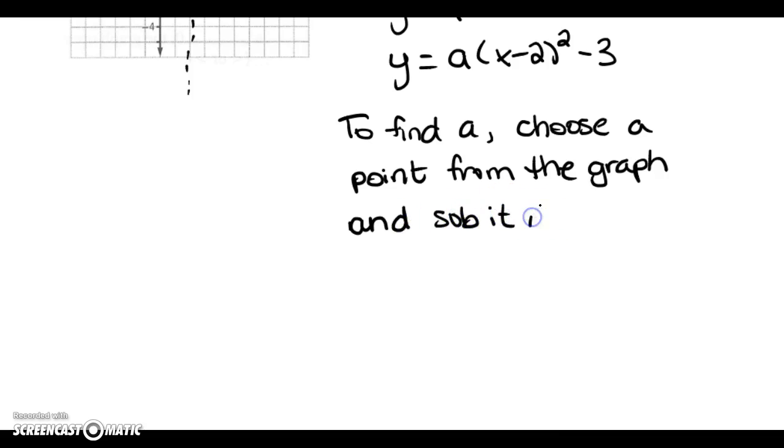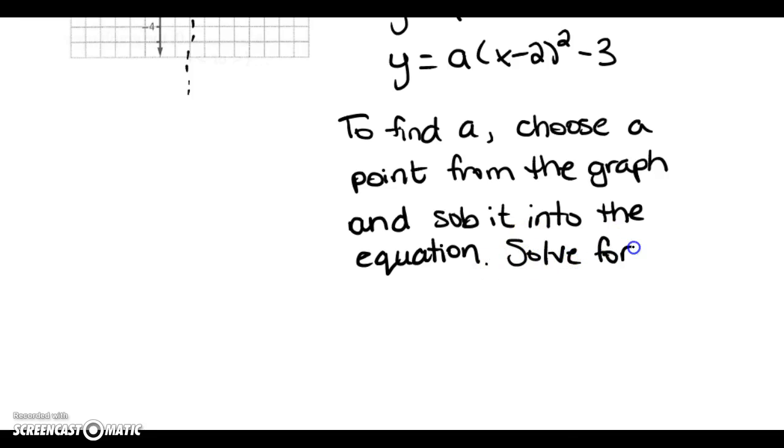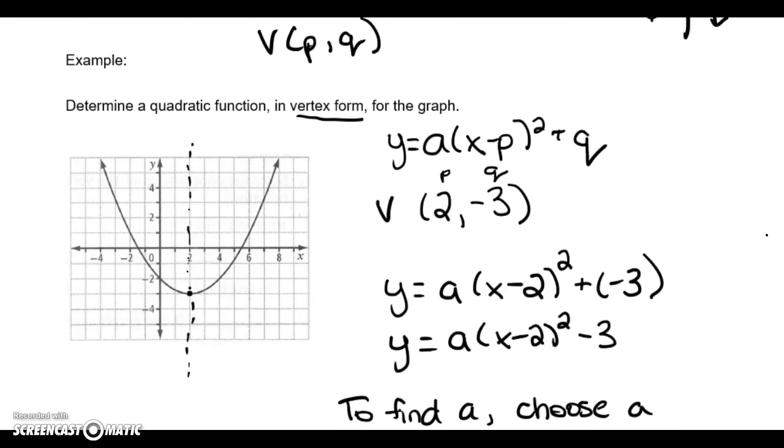So we'll sub it into our equation. When we choose our point, this here is going to find us an x value and a y value. Then the only variable that we're going to have left in our equation is this a value. So then what we'll do is solve for a.